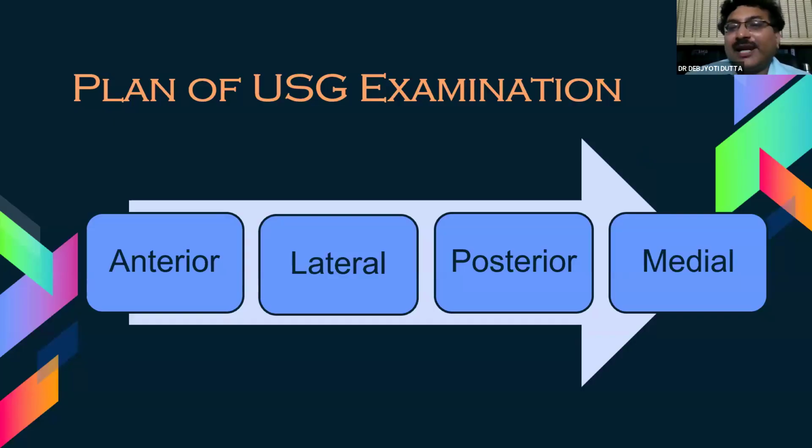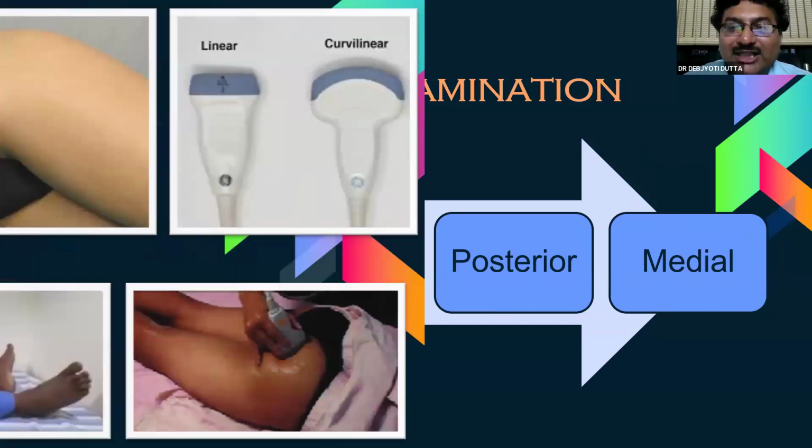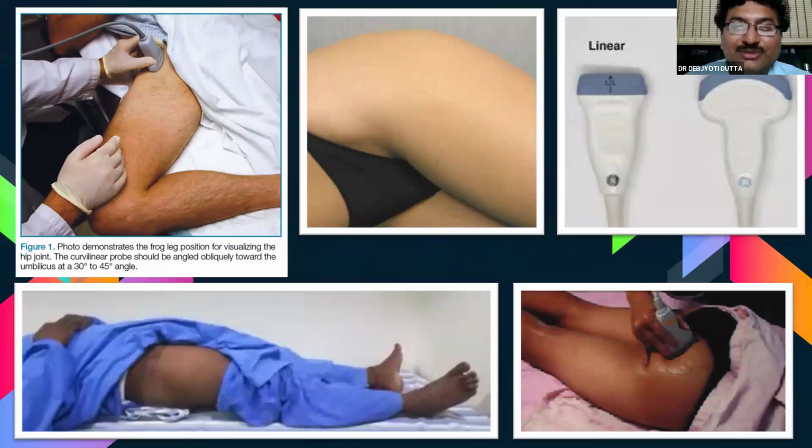Now, the plan of ultrasound examination. While doing the ultrasound examination, we can go this way: first the anterior side, then lateral, posterior, then medial. But remember, there is no fixed rule. If the pathology is more towards the medial side, you can do the medial examination first, then come to the anterior side. Today we will be discussing the anterior and medial portion examination.